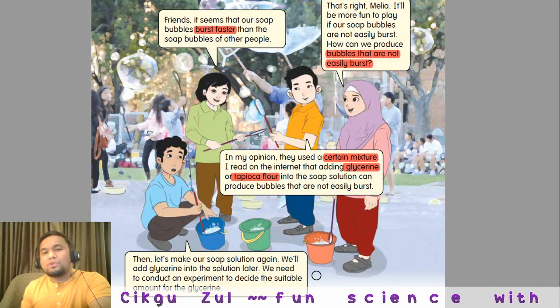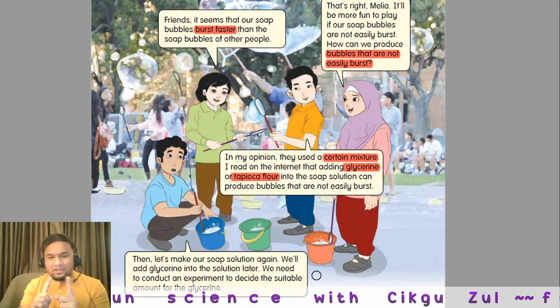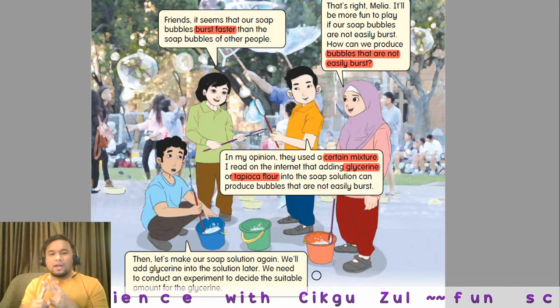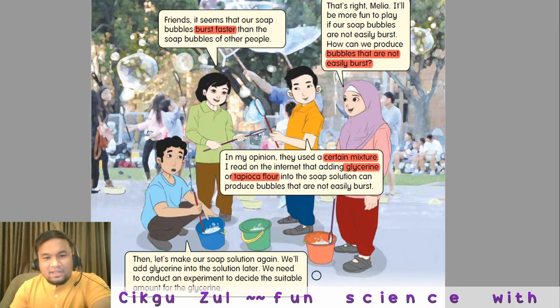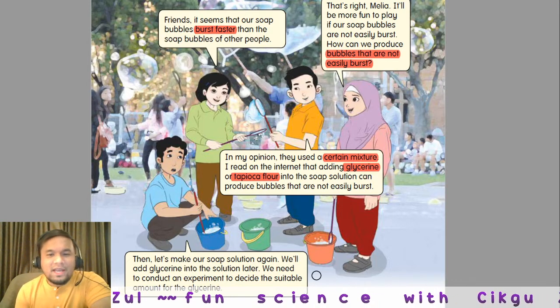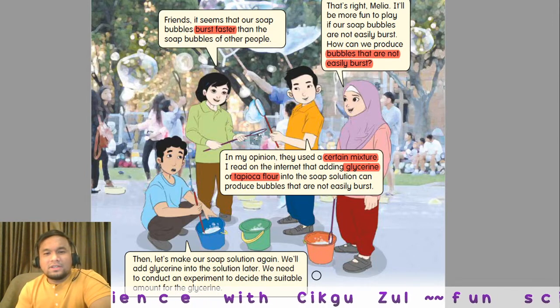Okay, dia kata mungkin boleh jadi juga diorang ni campur dengan glycerin atau tapioca flour. Apa itu tapioca flour? Tepung ubi. Tepung yang kita guna untuk masak lah. And what is glycerin? Pernah tak kamu dengar what is the glycerin?